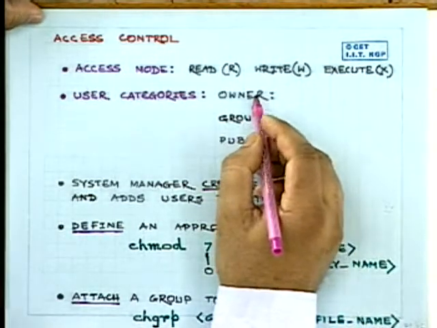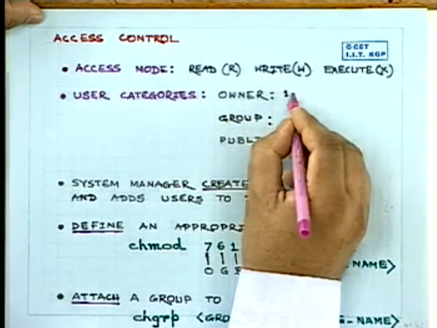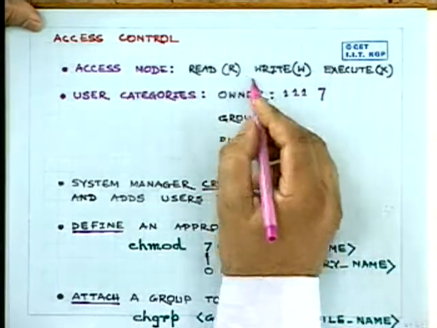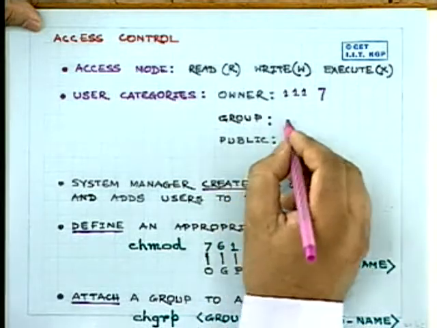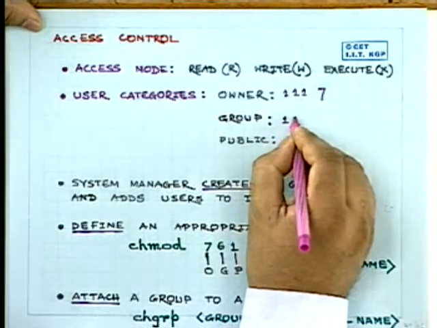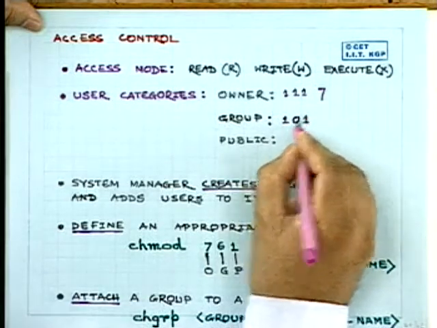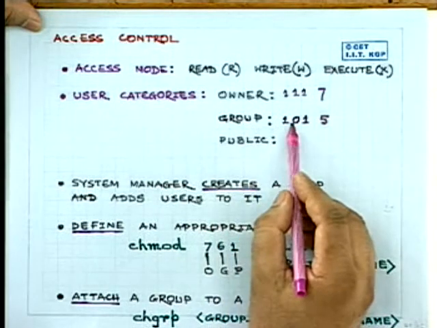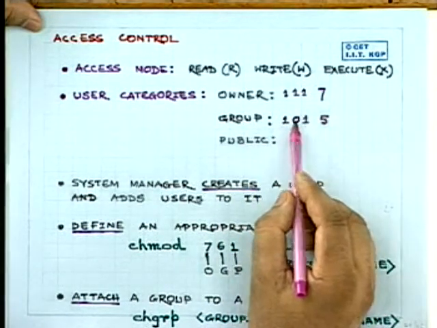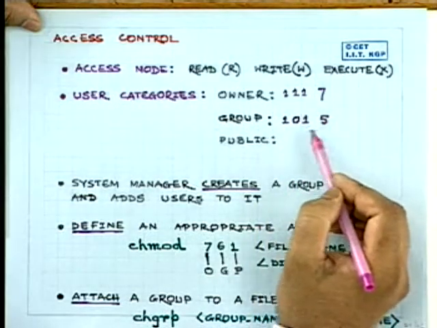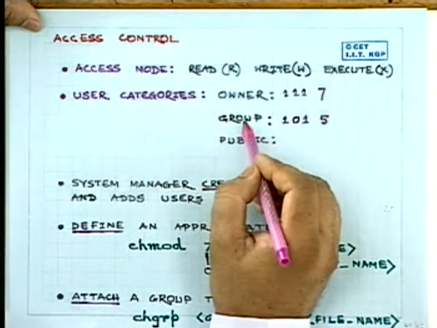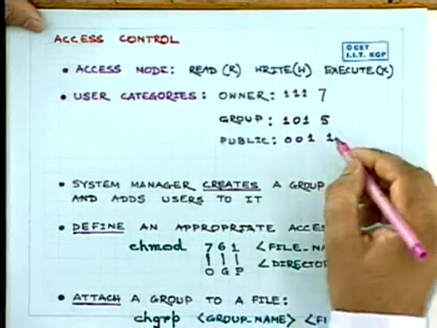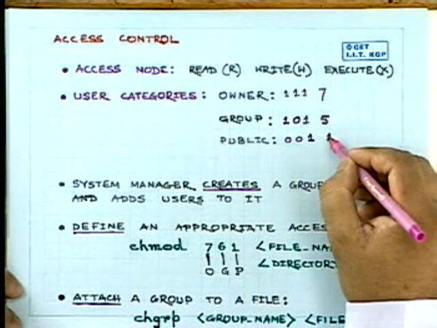For example, owner read, write, execute may be all one, say 1, 1, 1, which means 7. Owner can read, write, or execute. Group possibly can read, not write, but can execute, therefore 5. 5 means the group can read it or execute it, but can't write it. And the public, who is not an owner or not in the group, is possibly given execute only, therefore its access value is 1.